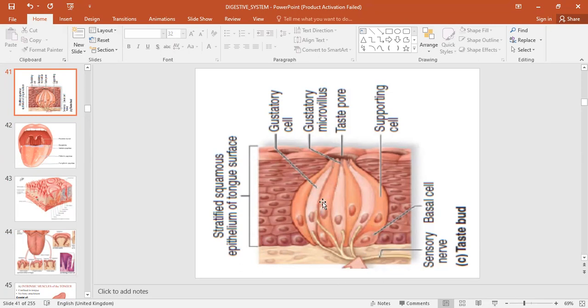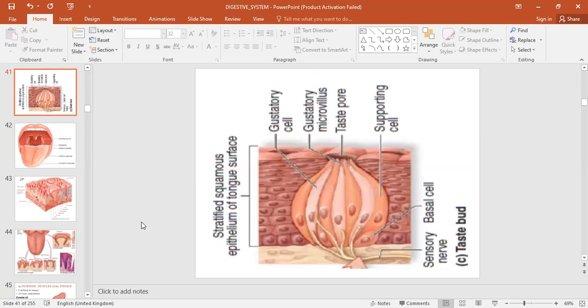So this is the structure of a taste bud, and you must know the types of cells found there: basal cells, support cells, and sensory or gustatory cells. What is the function? You must know. Gustatory cells are responsible for tasting the food. Support cells support or protect the gustatory cell, both physically and metabolically. Then basal cells are stem cells.